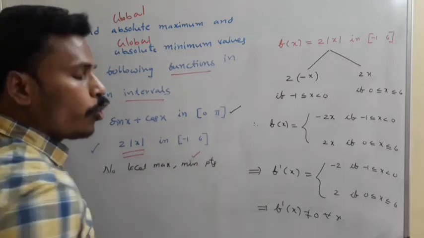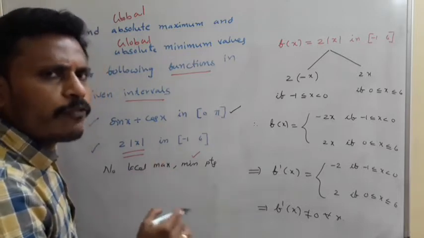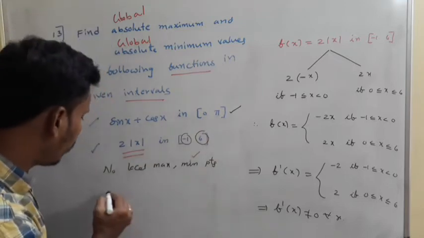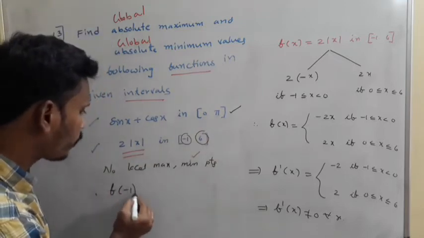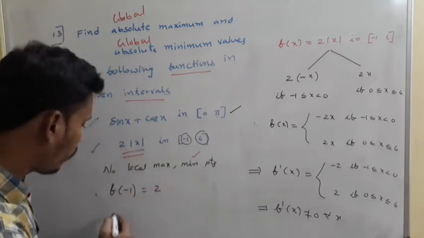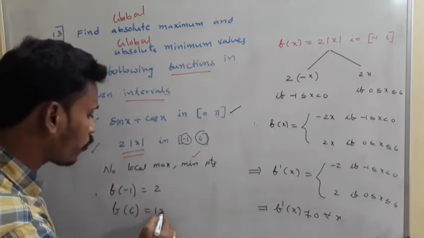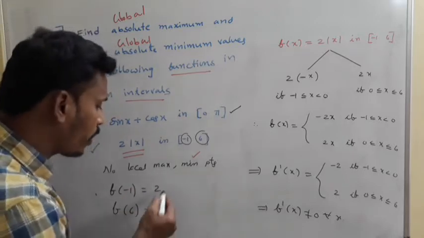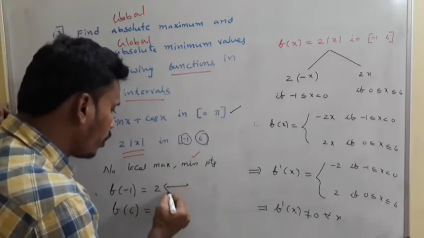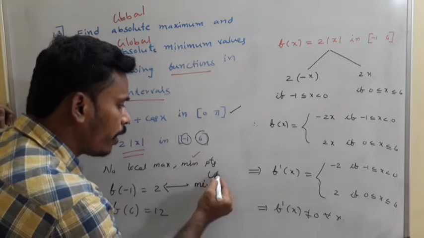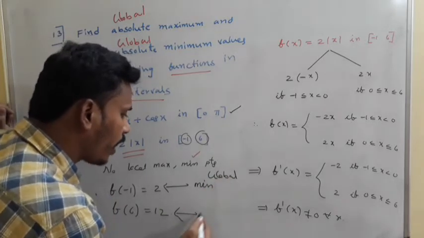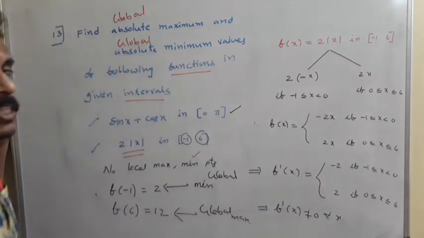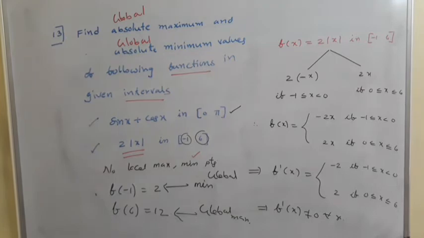Since it has no local maxima, minima points, it is enough to concentrate on the endpoints minus 1 and 6. f of minus 1 is simply 2, replacing x with minus 1, whereas f of 6 is 12. So f of minus 1 is 2, f of 6 is 12. This 2 corresponds to the global minimum of the function in the interval, and this 12 corresponds to the global maxima, or you may say the absolute maximum, of the function in the given interval. Right? Have a look.